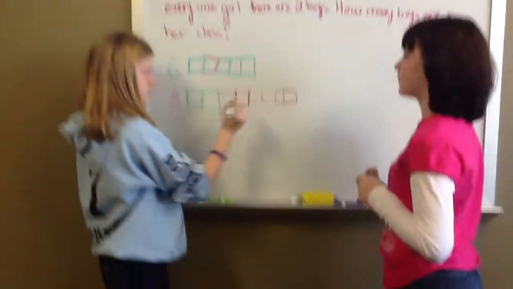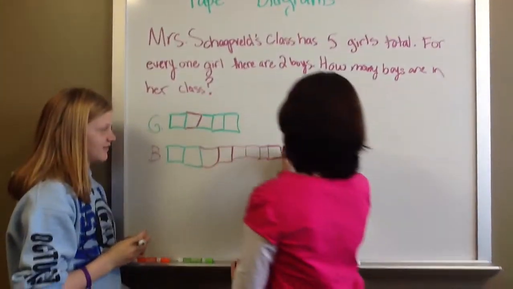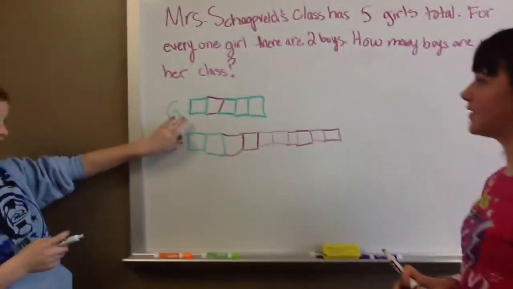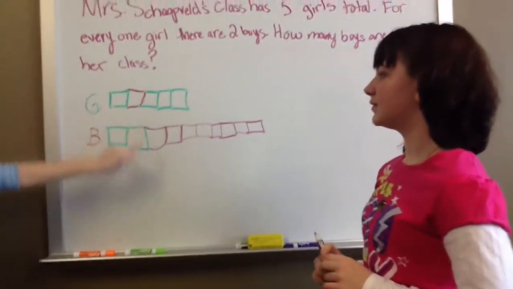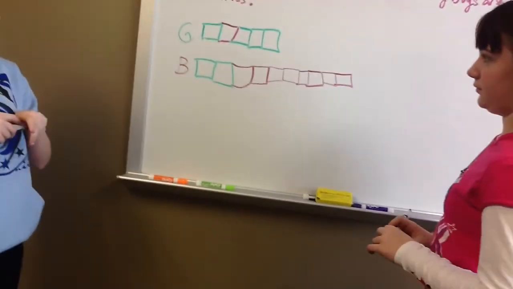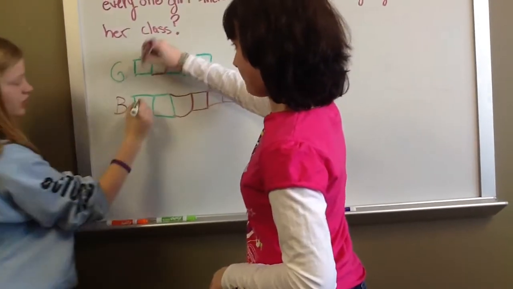Are we pretending those boxes are equal? Yes. 2 more. Okay, so there are 5 girls here. And every time we added 1, we added 2. So one of those boxes equals 1. Yes. Each box equals 1.